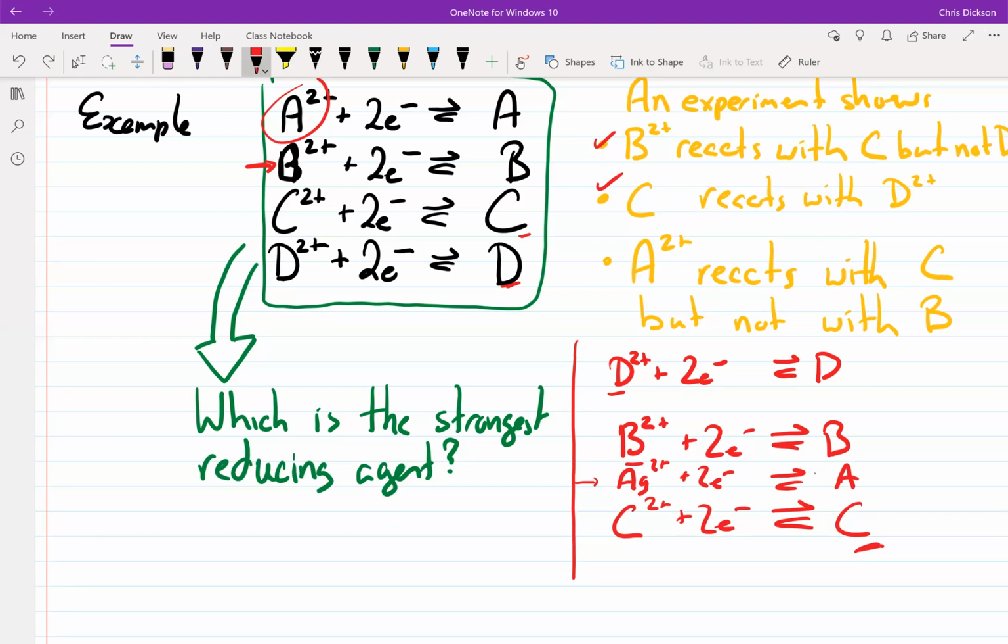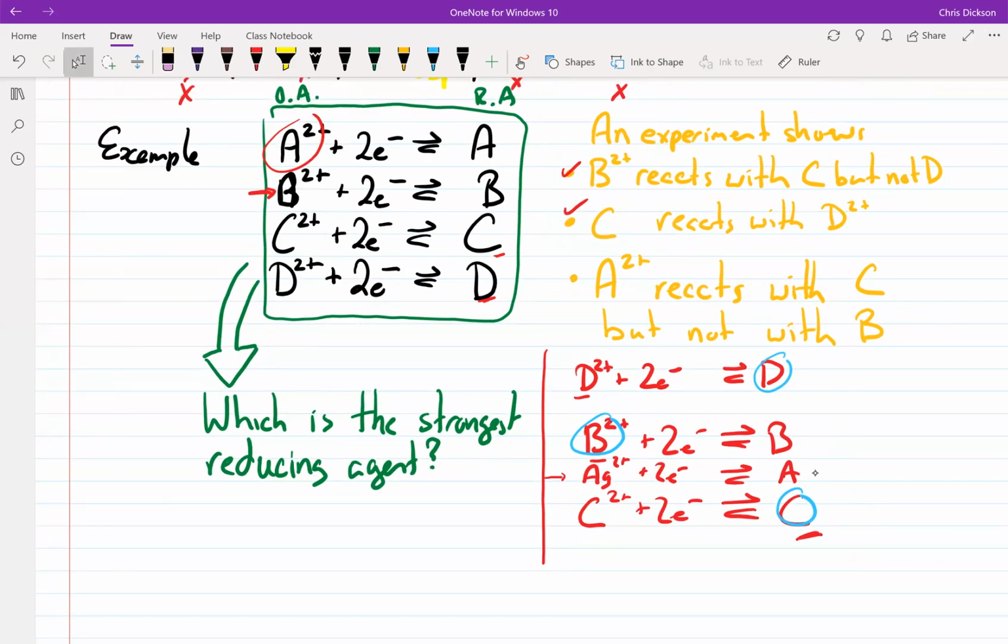So once again, let's just double check to see if we agree with that. B2+ should react with C. Yeah, it does. It does not react with D. That's true. We know that C should react with D2+. And according to the way I've written it, that already is, right? And finally, A2+ reacts with C. So A2+ would react with C, but it would not react with B. So it's between those two.